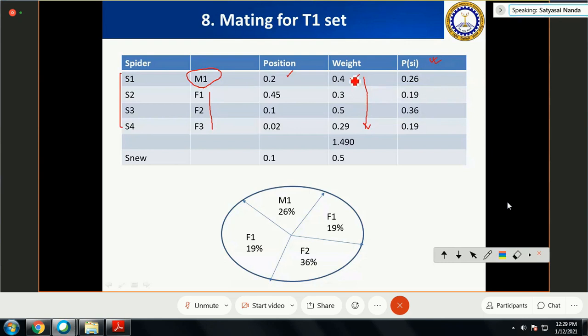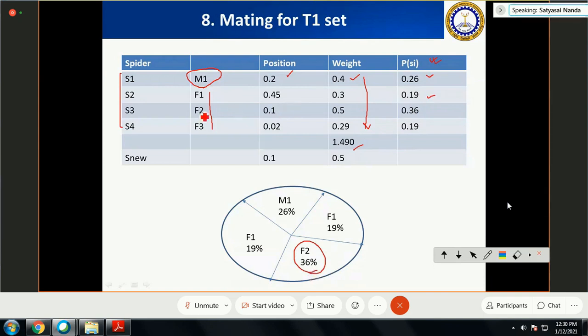So 0.4 divided by 1.490 is 0.26, and 0.3 divided by 1.490 is 0.19. This is the probability percentage we have calculated. And among these probability percentages, if you observe, F2 has the highest probability, that is 36%.